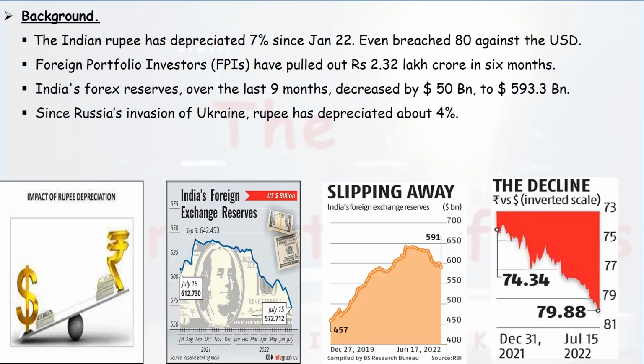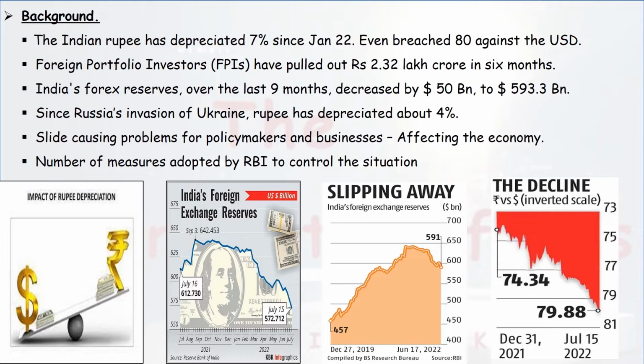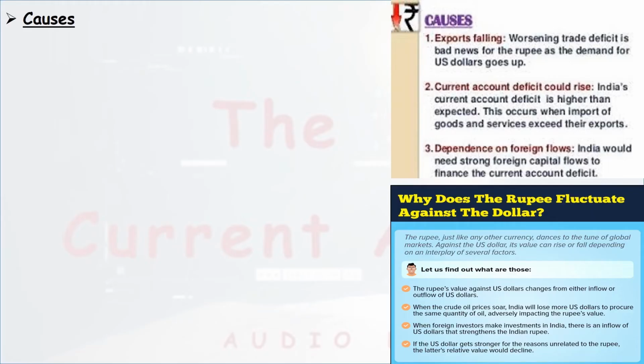Since the Russian invasion, the rupee has depreciated about 4%, while currencies in other emerging markets have depreciated 4 to 7%. This is due to factors such as the US Federal Reserve's interest rate hike, an outflow of foreign funds from Indian stock markets, and so on and so forth. The currency slide is causing problems for policymakers and a number of businesses too. Amongst a slew of other measures, the RBI has rolled out a system to settle international trade transactions in the Indian rupee instead of dollars. Let us have a look at the causes of why the Indian rupee is depreciating.